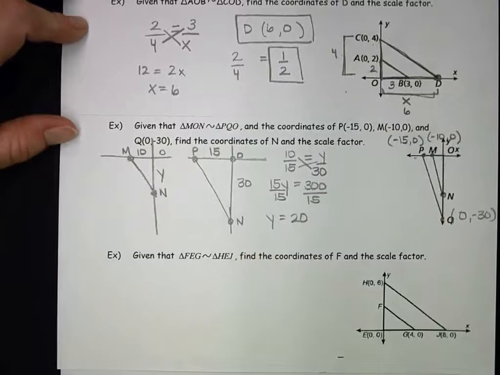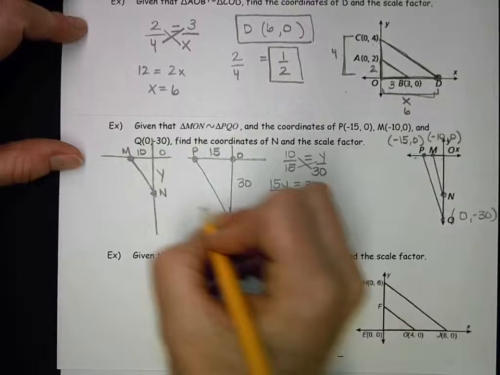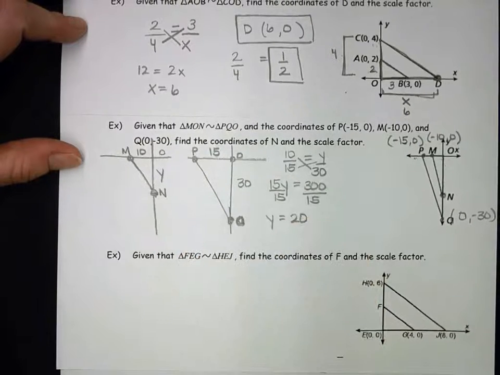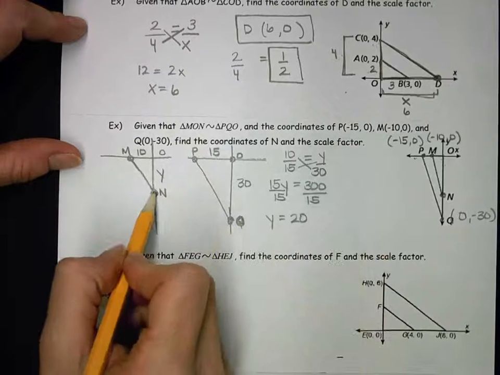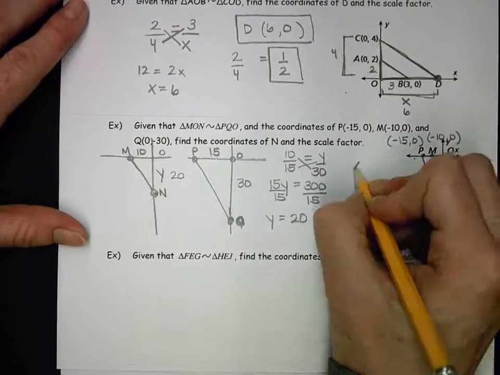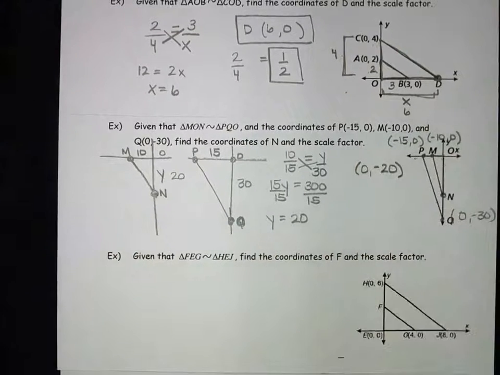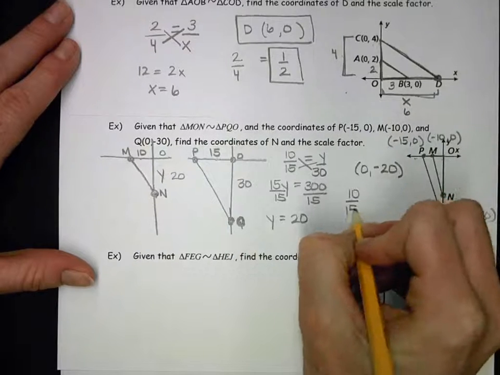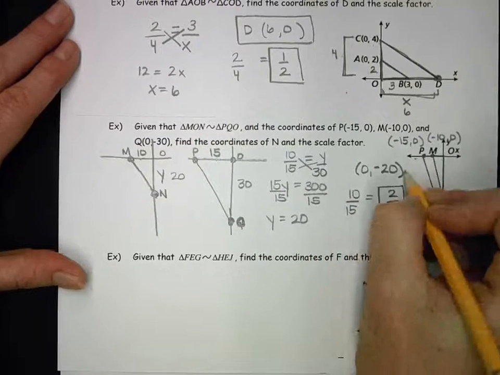So then the coordinates of N over here, if this distance was 20, this coordinate right here would be 0, -20. The reason it's 0 on your X is because this time the coordinate is along your Y. We know that because it's on the Y axis, your X will be 0. And your Y is negative because it's below the origin. So 0, -20. And then you get your scale factor. 10 over 15 reduced is 2 over 3. So you have a scale factor and you have a coordinate.